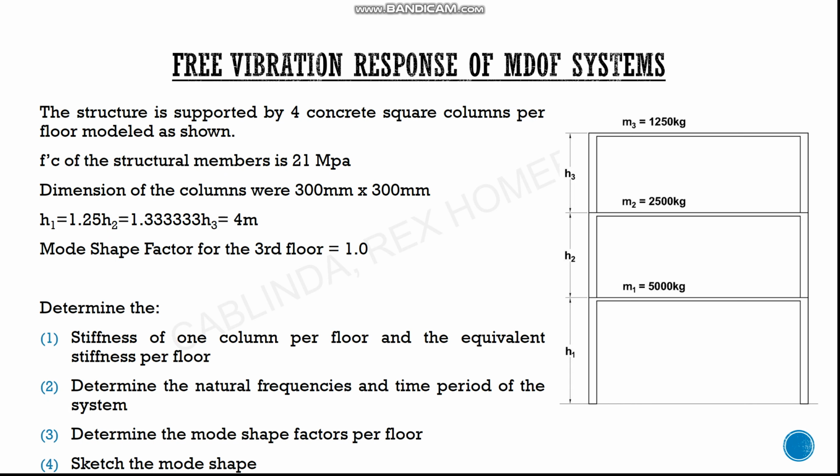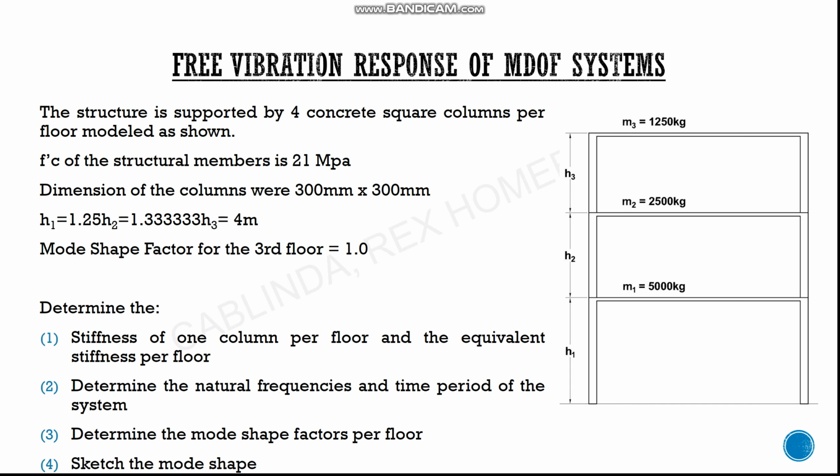So let's have our very first problem. We have a structure supported by four concrete square columns per floor, modeled as shown. The compressive strength of the structural members is 21 megapascal. So this is a concrete, right? The 21 megapascal represents the compressive strength of the concrete. Dimensions of the column are 300 millimeters by 300 millimeters.